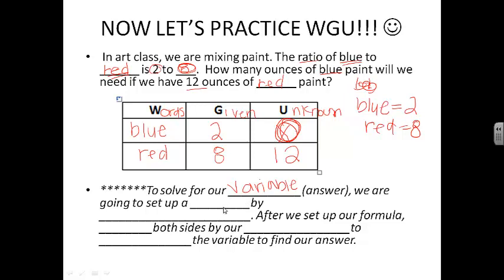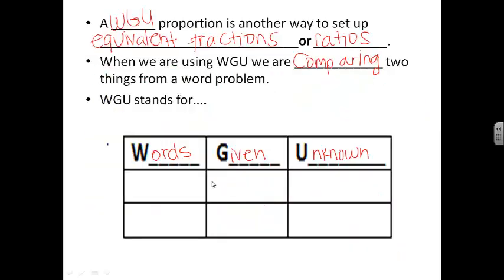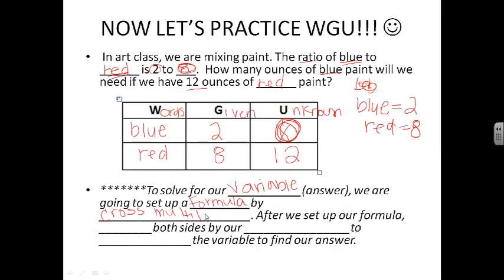Okay, so to solve for our variable, we are going to set up a formula. What are the other words Ms. Smith used in class? Formula, expression, or equation. They all mean the same thing. But we're going to talk just about formulas right now. So we're going to set a formula by, what do we do when we solve for equations? It's called cross multiplying. Okay, all this is review. We've done this right before Thanksgiving, so you should know how to do this. Okay, so by cross multiplying.